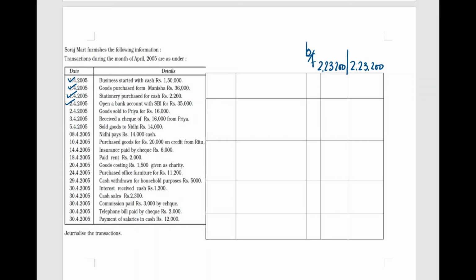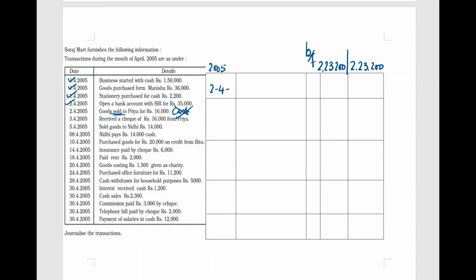To proceed further. Goods sold to Priya for rupees 16,000. So again, this is 2005, right? I'm going to write 2nd of April. Goods sold to Priya. You're selling goods to Priya. That means money is coming in. But they have not mentioned cash here, right? So I will take it as credit sale.